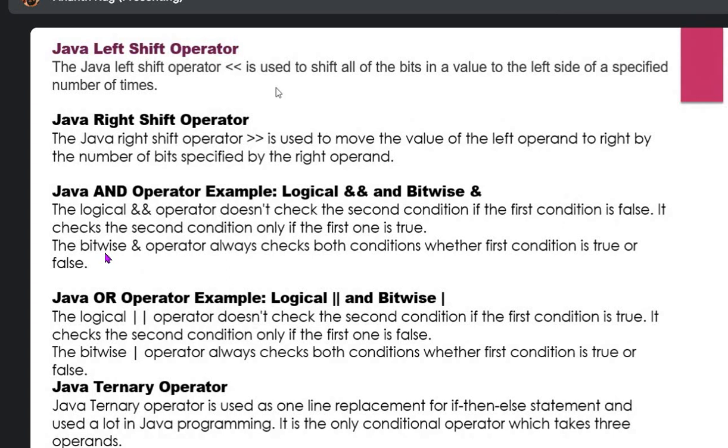Java AND operator example: logical ampersand and bitwise ampersand. The logical ampersand operator does not check the second condition if the first condition is false. It checks the second condition only if the first one is true.